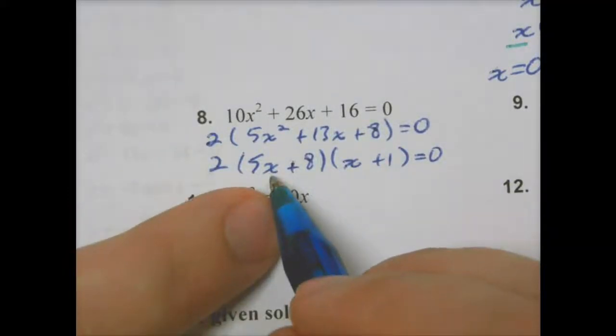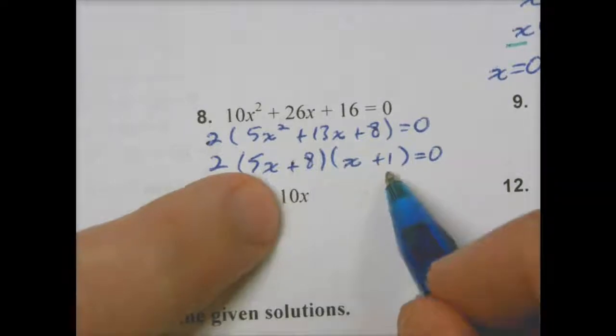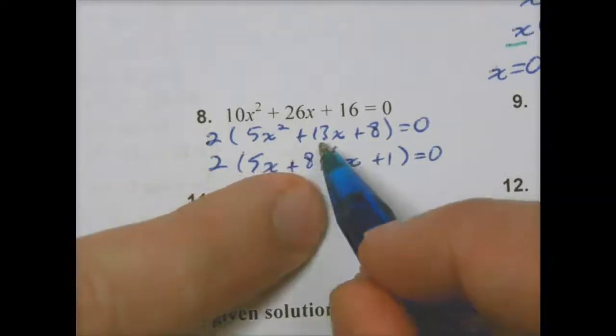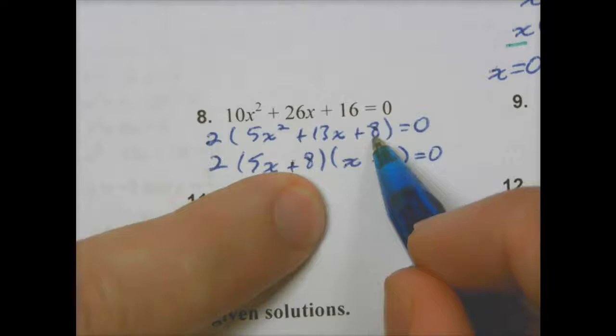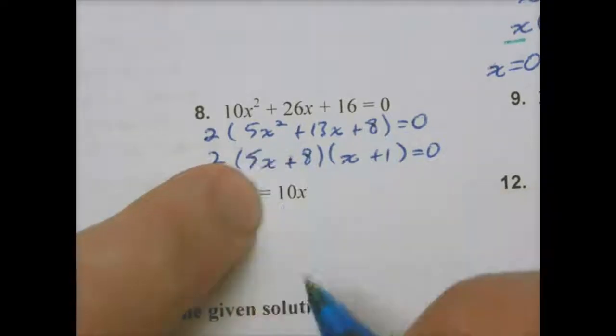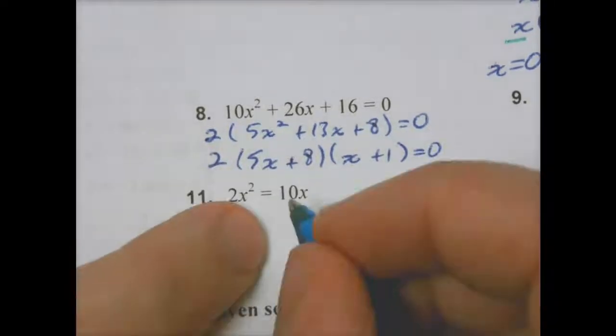You can multiply this out, but make sure that you check the inside term. So 5x plus 8x will give us 13x. 8 times 1 is 8. 5x times x is 5x squared. So that's good to factor.